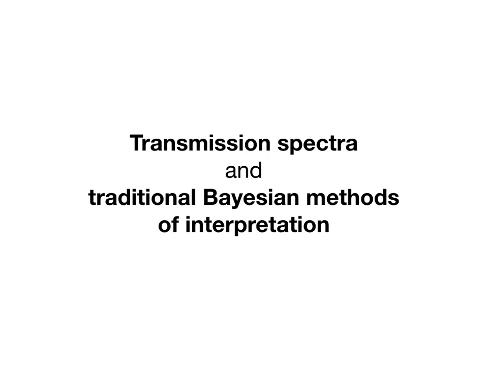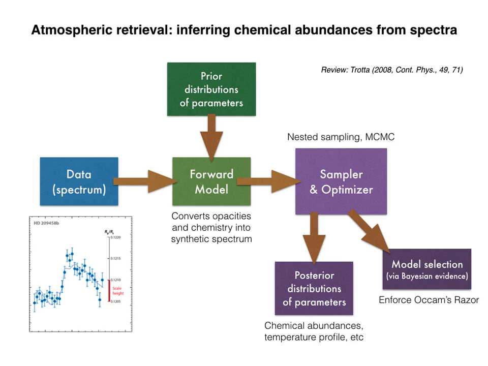I would like to focus on transmission spectra rather than emission spectra. And I would like to first focus on the use of traditional Bayesian methods of interpretation. This is called atmospheric retrieval, as I mentioned in the beginning of the talk. And the idea is to interpret the data, in this case a transmission spectrum, and infer chemical abundances from the spectra.